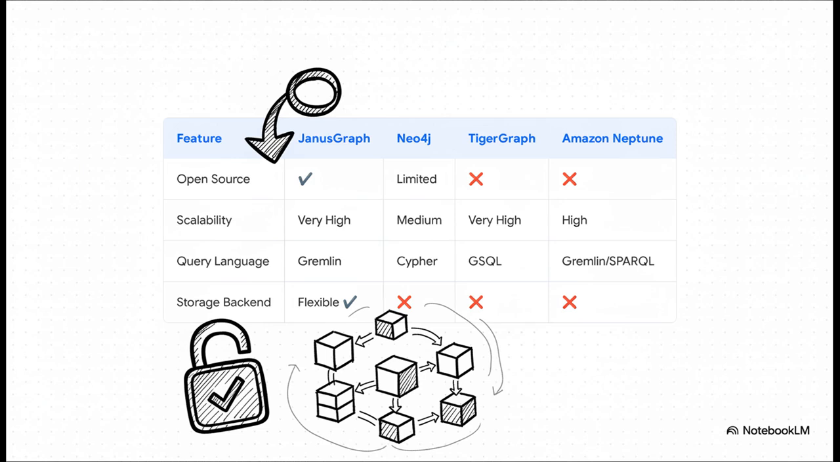Let's quickly see how it stacks up against some of the other big names. First column, open source, a big yes for JanusGraph. Scalability, right up there at very high with the best of them. But now, look at that last row. Storage backend. See that word flexible? None of the others offer that. That is JanusGraph's superpower. It's a total game changer, giving you ultimate control.